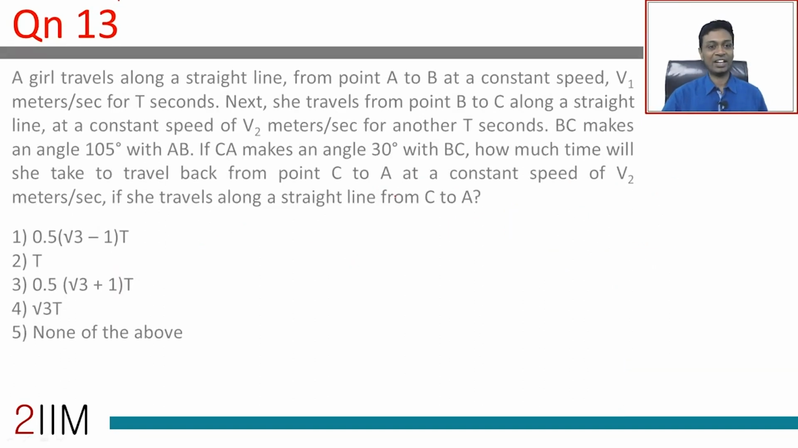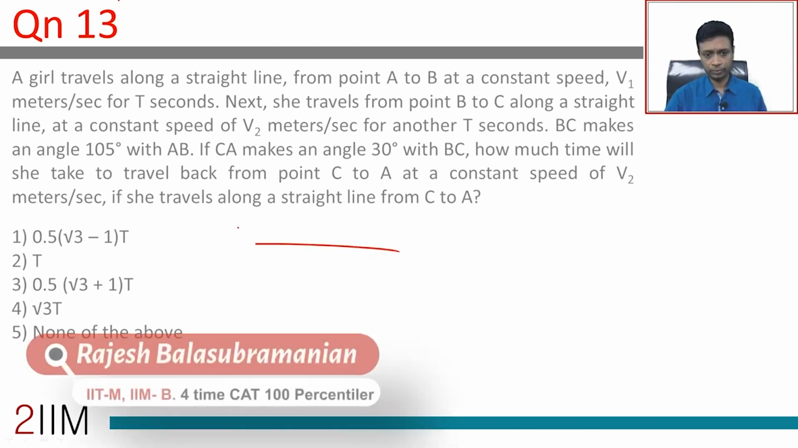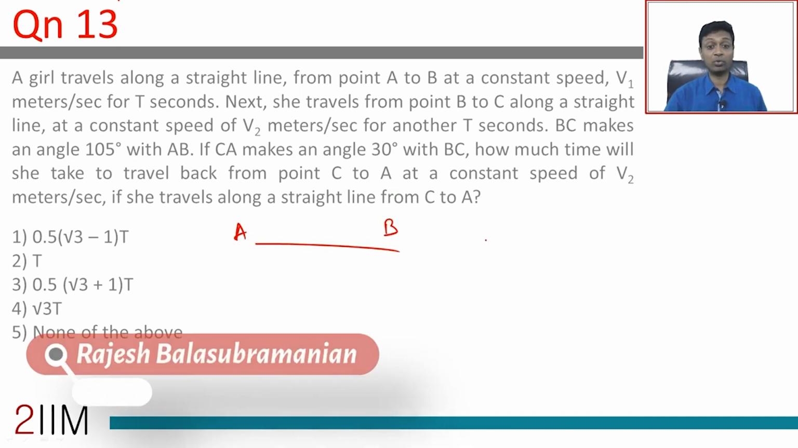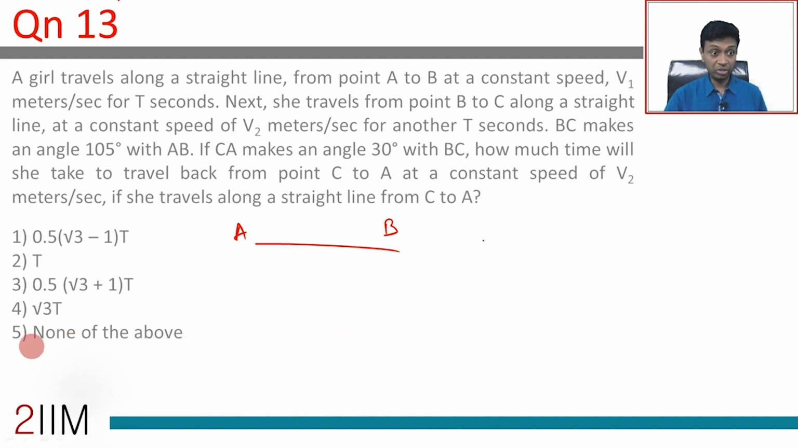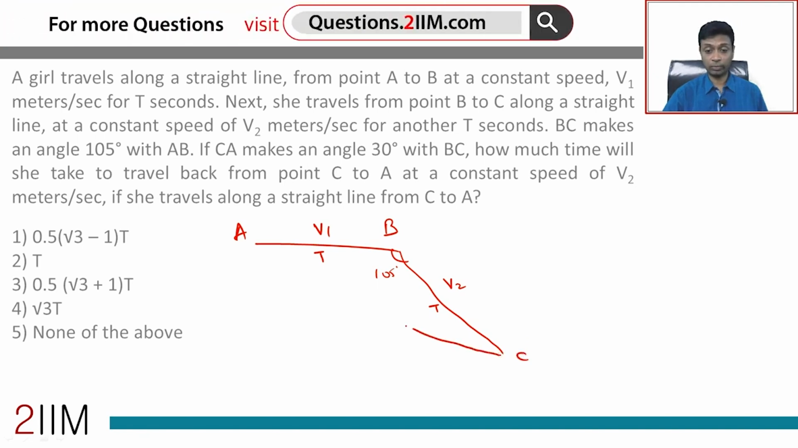Let's do this one. A girl travels along a straight line from point A to B at a constant speed of v1 meters per second for t seconds. So A to B. Then B to C along a straight line at a constant speed of v2 for another t seconds. BC makes an angle of 105 with AB. This is 105 degrees. This is v1 for t seconds. This is v2 for t seconds. How much time would she take to travel back from C to A at a constant speed of v2, if she travels in a straight line from B to A?